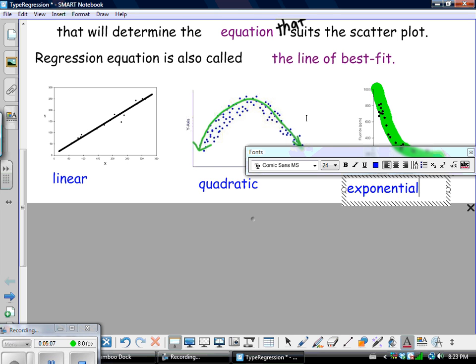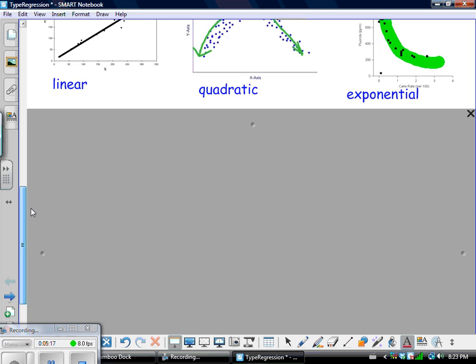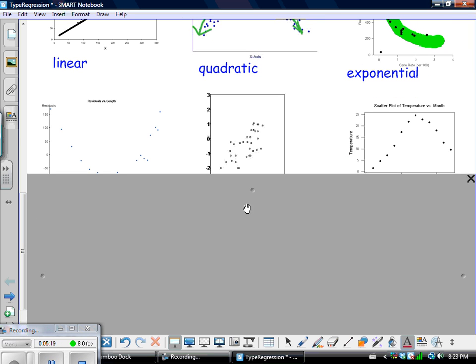Okay, and we can talk a little bit about how to determine that, because there are some other features in the graphing calculator that would give us a better indication which one it was. Okay, moving on to our next example.